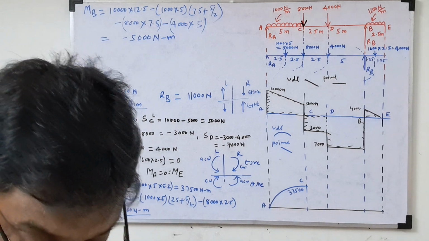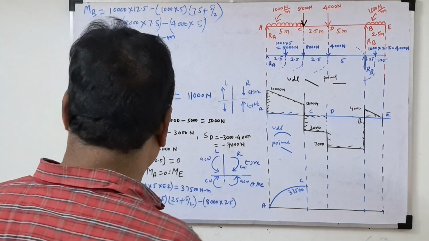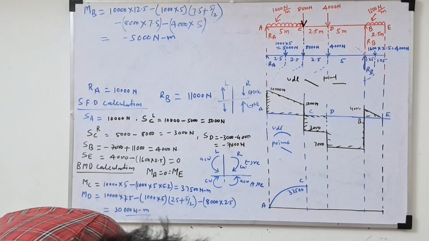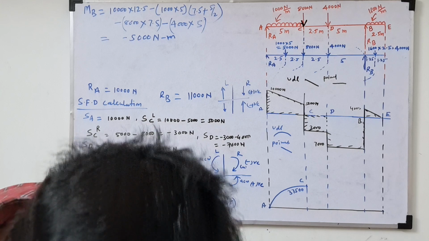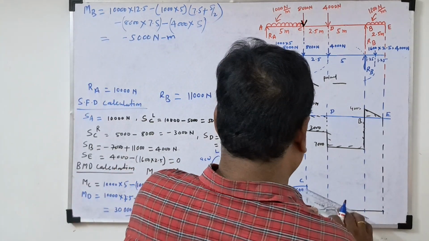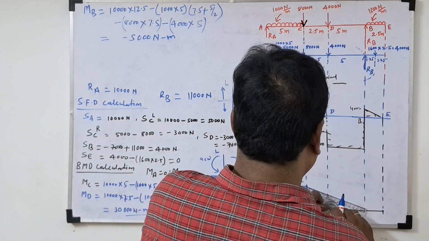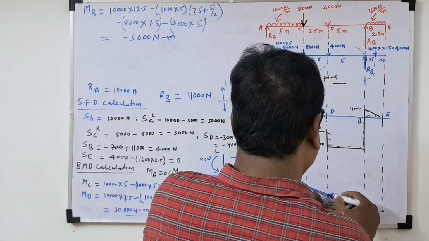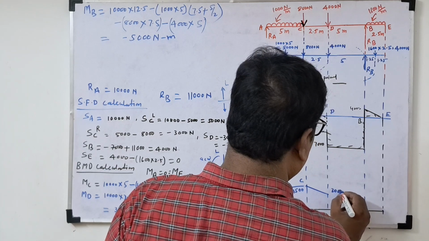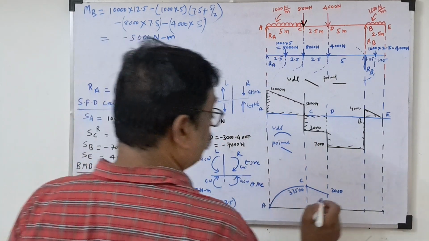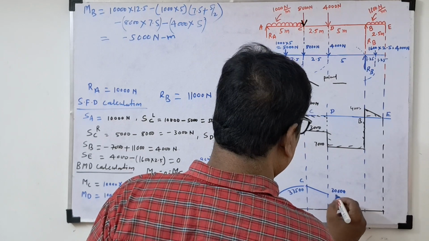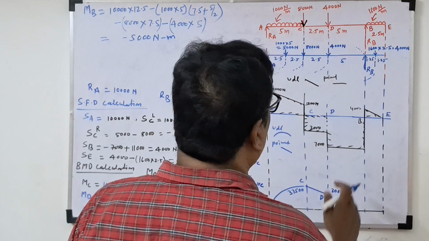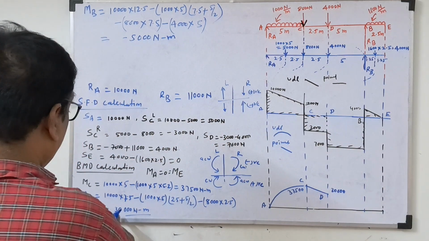Okay, now MD. So how much MD will be there? 30,000. MD will be 30,000, no? So in this point load is there. Point load there, na? You draw the inclined line. So this will be 30,000. This point is D.